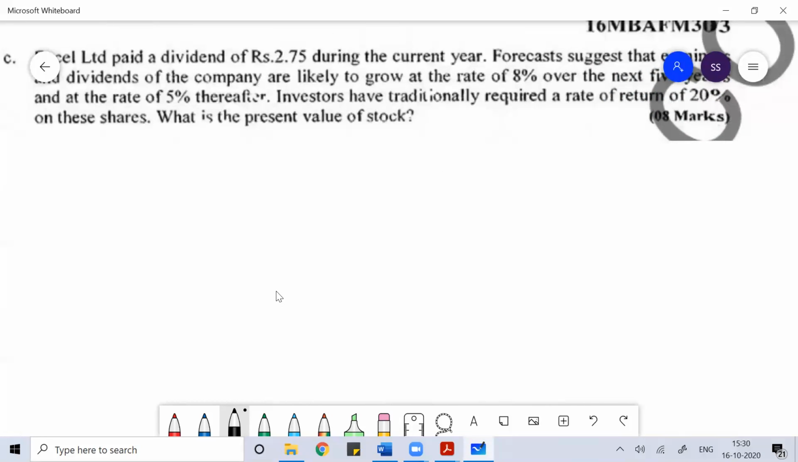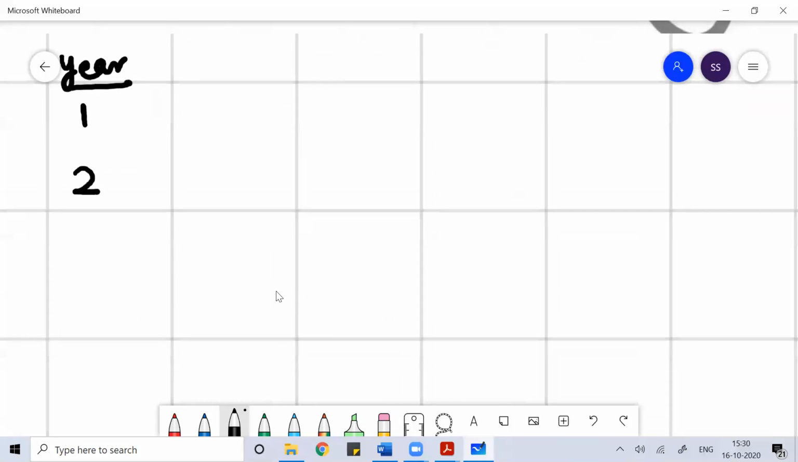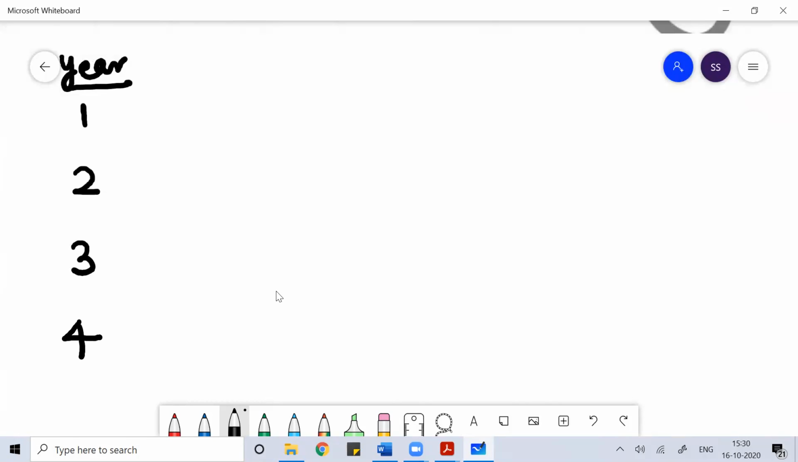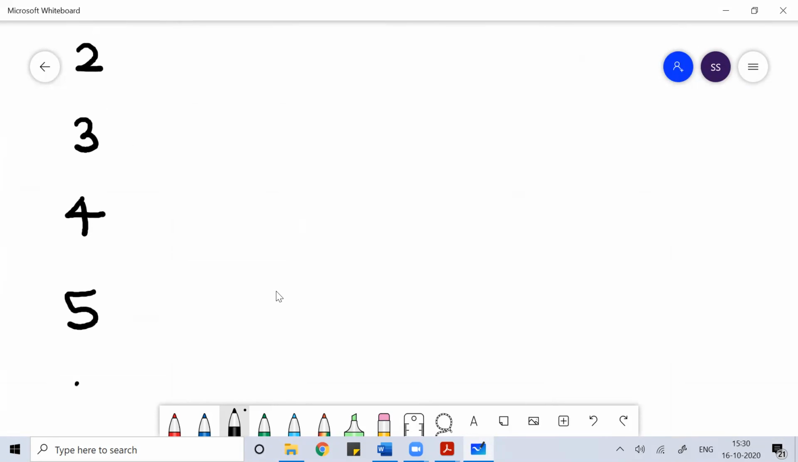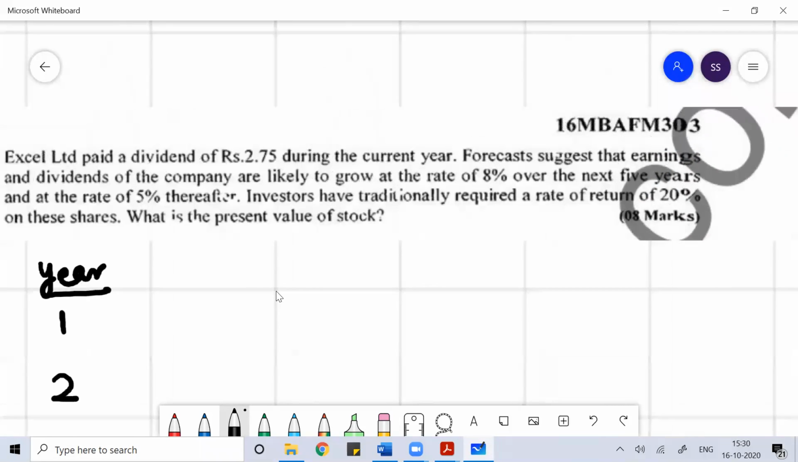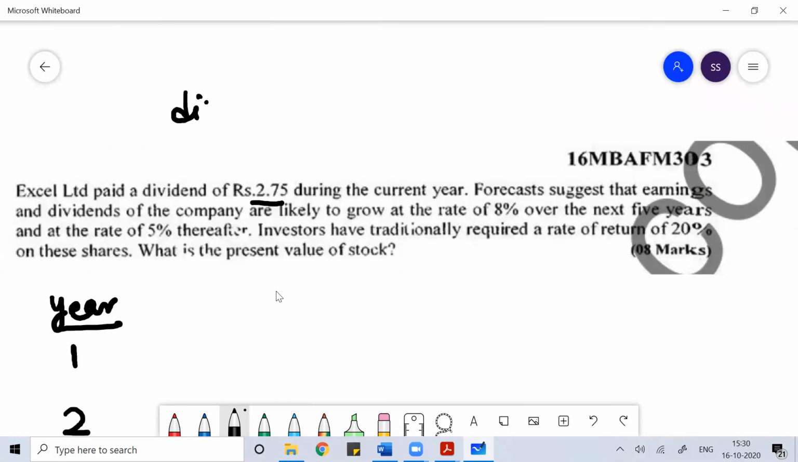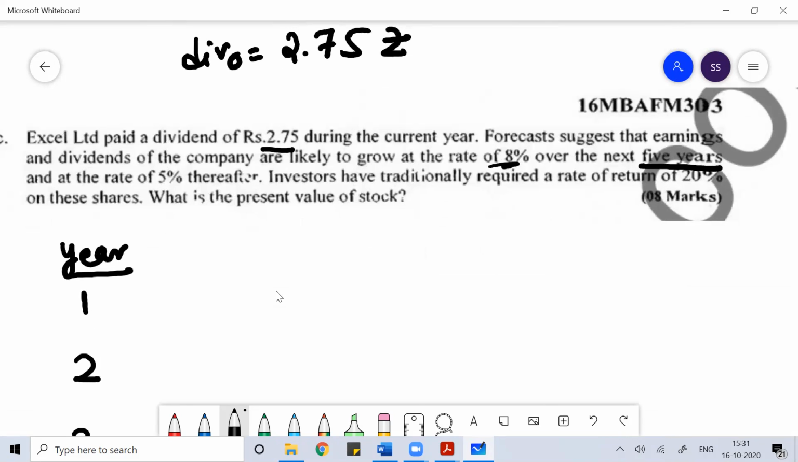If you see this problem, it is given that the present dividend of the stock is 2.75. The dividend will increase on a year by year basis. So DIV naught is 2.75. Then the dividend is growing at the rate of 8% for the next 5 years.